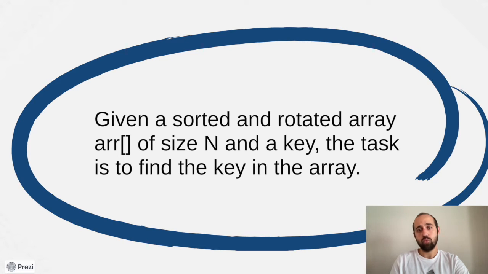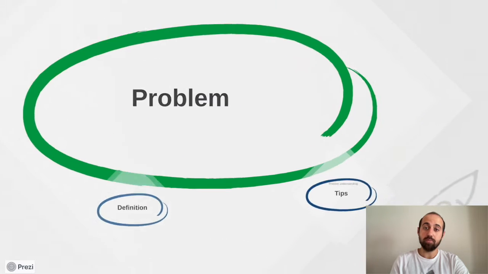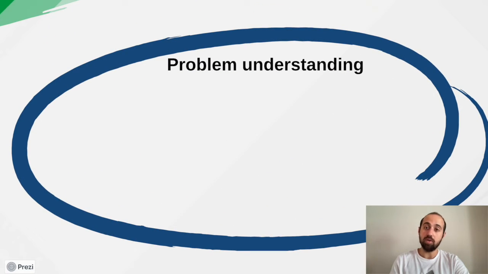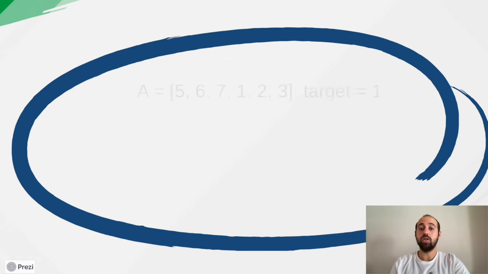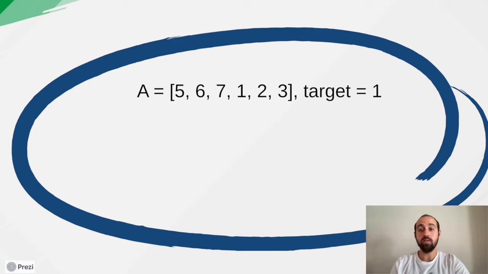So where to start and how to find a solution? As usual, the first step consists of understanding the problem. So we should try to elicit the requirements as much as we can. As usual, one of the tips is asking for an example. Let's take the collection A equal to 5, 6, 7, 1, 2, and 3, and we need to find the target value 1. So where is the value 1 in that collection? We can see that the value 1 is present at the fourth position, or index number 3.